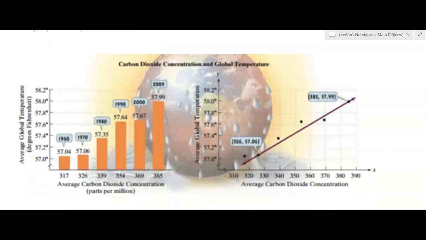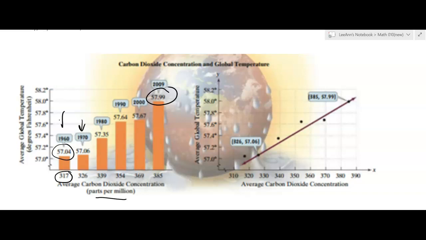Here's this big chart, and they're talking about global warming and the concentration of carbon dioxide in parts per million. So they gathered some data. They said there's 317 average carbon dioxide concentration in 1960, and the temperature was 57.04. And then they took a data point in 1970, 80, 90, 2000, and 2009. So that was the last data point there. They took all these data points.